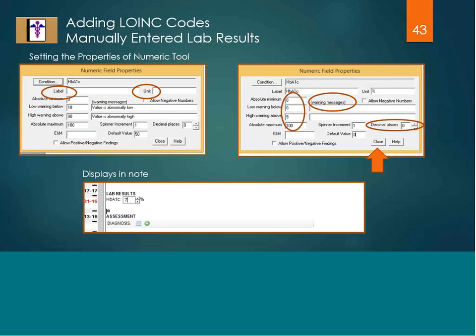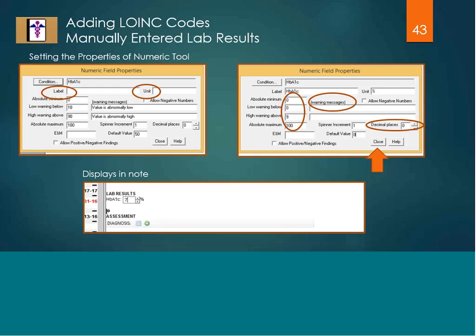Next, we need to add a label. And the label, again, is just going to repeat the lab name itself. And you will want to set the unit. In this case, we're setting up an A1C that is always reflected as a percentage, but some lab results are done in units, so you want to make sure you set the appropriate unit for the lab test you're setting up.